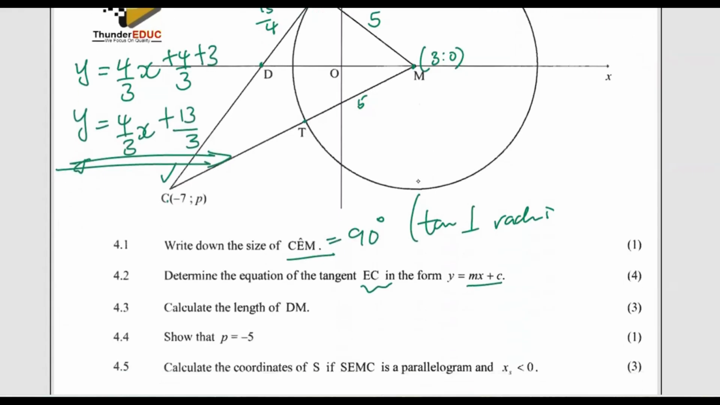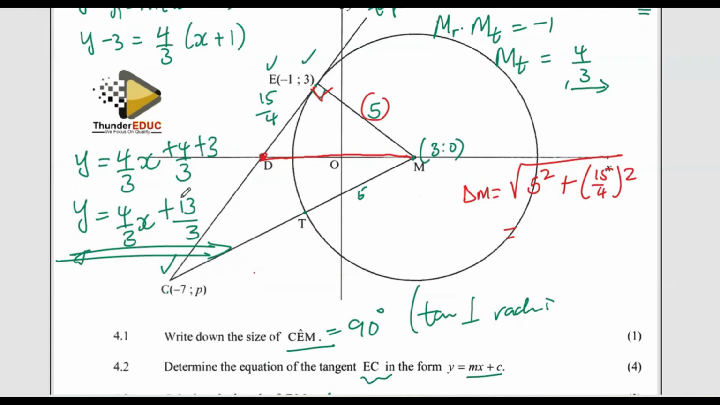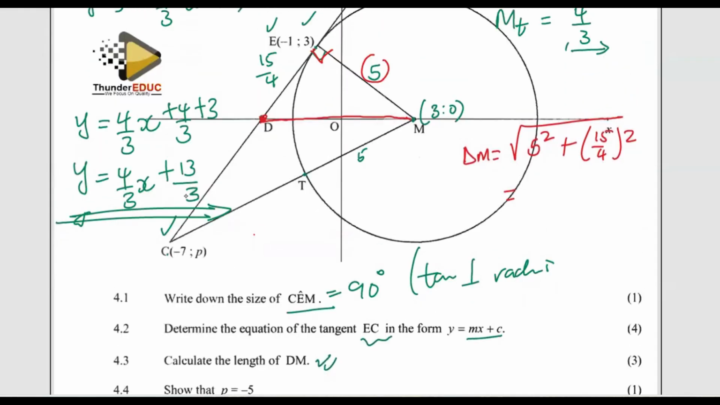Then they want the length DM. Now, since we've proved that this is a 90, we know that the radius is 5. We can find this using the theorem of Pythagoras. Meaning that our DM is the longest side, opposite the 90. It's going to be the square root of 5 squared plus the 15 over 4 squared. You punch that in the calculator. How many marks is it? It's 3 marks. When I punch that in the calculator, I'm getting 25 over 4 units.